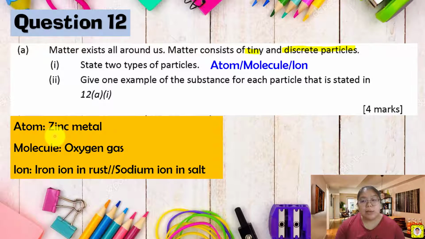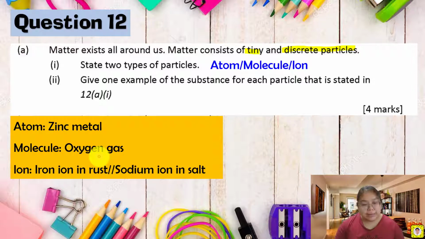Okay, atom, you can say metal. For metal, you can mention zinc, iron, aluminium. They are all metals. After that, the molecule, which is a mixture. You can combine the same atom, and different atoms also can. So from here, I can say oxygen gas. You can say carbon dioxide. Okay, that one is a molecule.